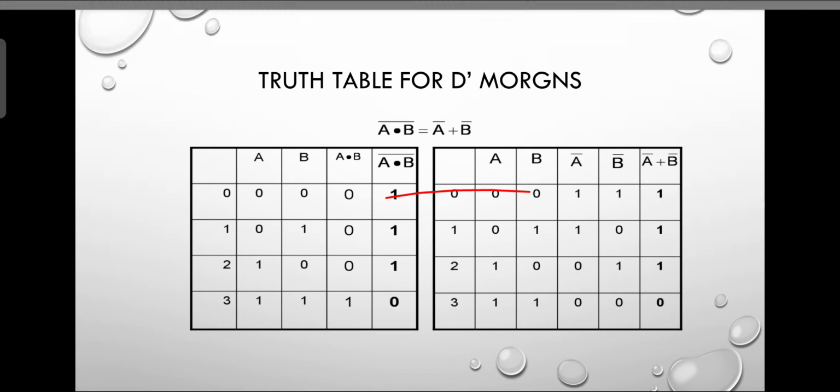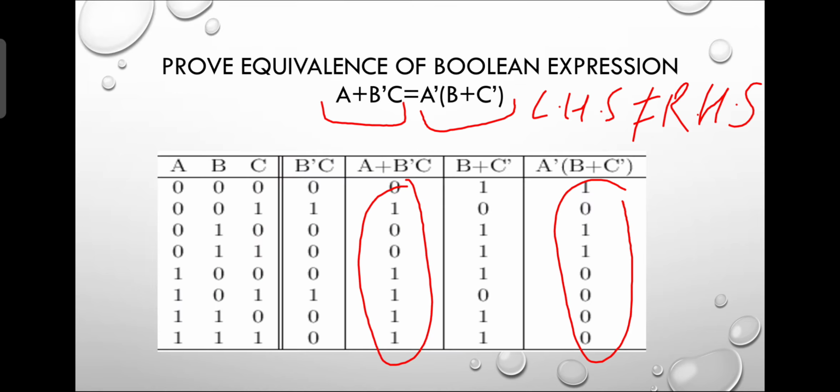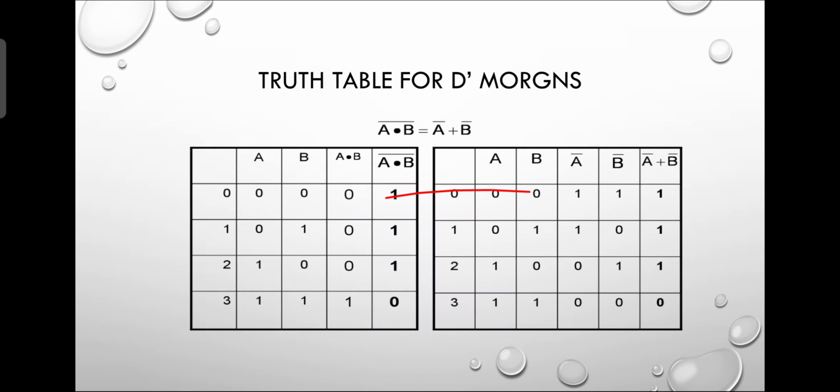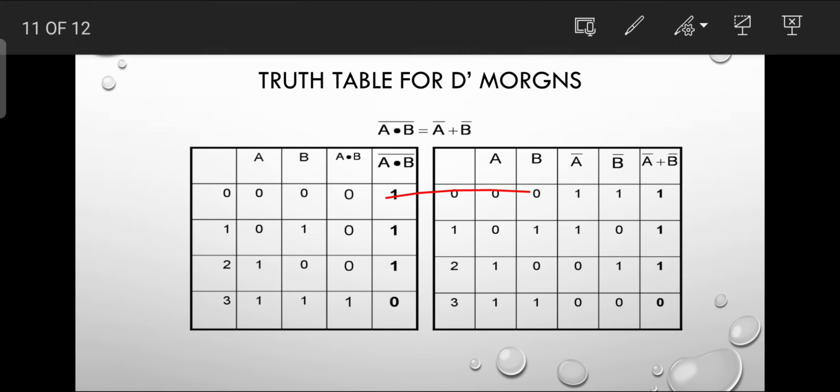The next we are having is De Morgan's law. De Morgan's law states that A plus B whole bar will be equal to A bar dot B bar, and A dot B whole bar will be equal to A bar plus B bar. This is the truth table we are having for De Morgan's law.